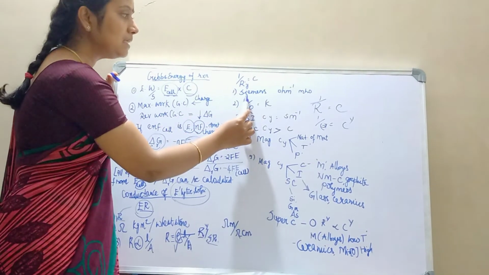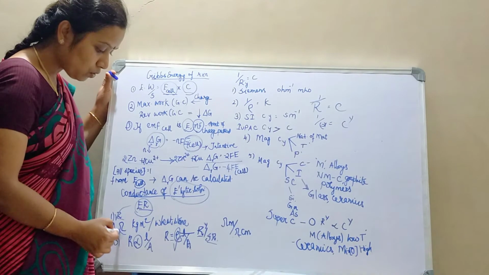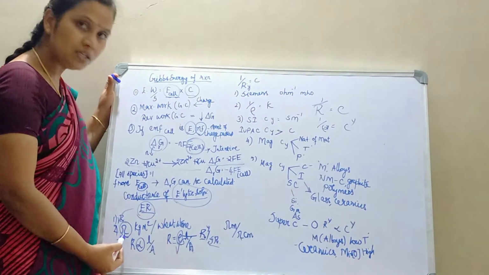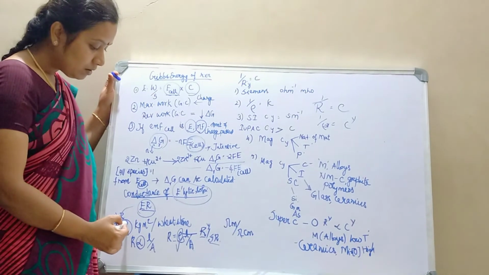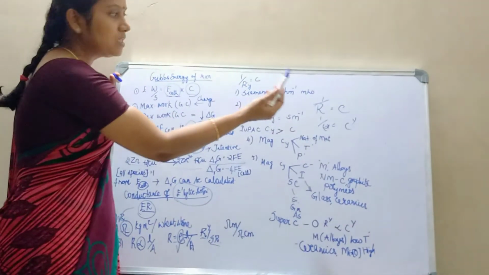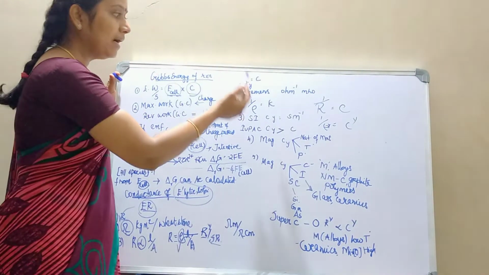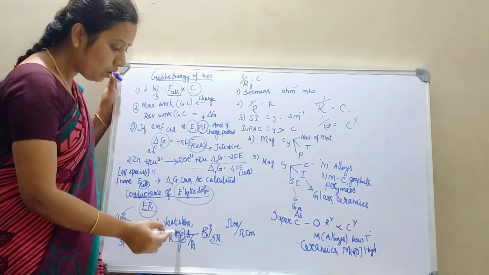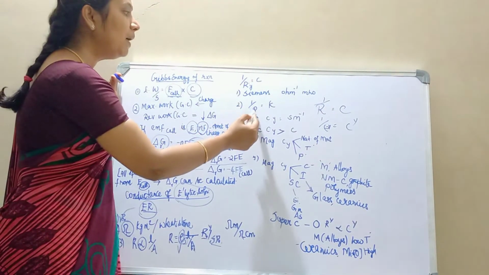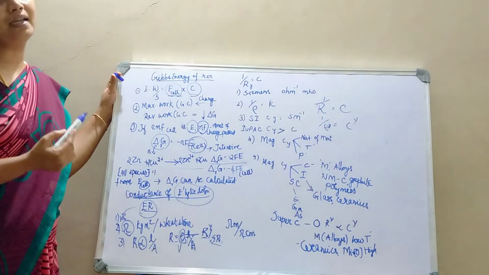The unit of conductance is Siemens. What is the unit of resistance? It is ohm. Since conductance is nothing but the inverse of resistance, I have written ohm as 1 by ohm, which is nothing but mho. Mho is the unit of conductance. Resistivity is rho, so 1 by rho is equal to kappa. Kappa is nothing but your conductivity.